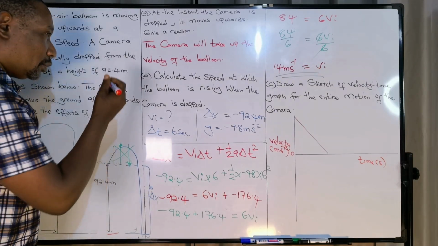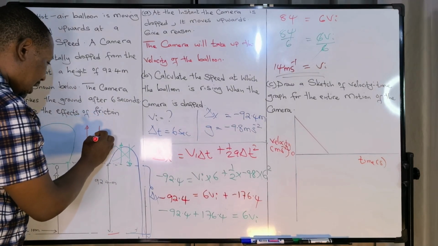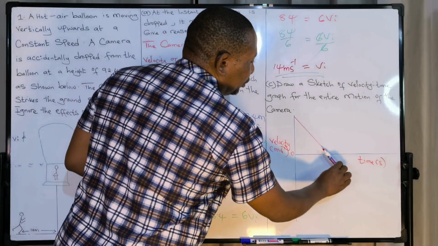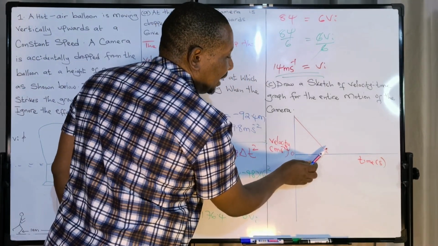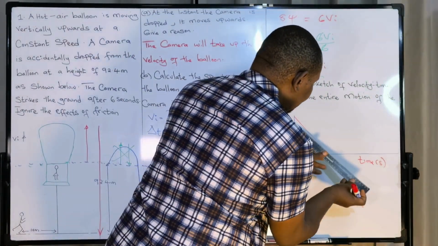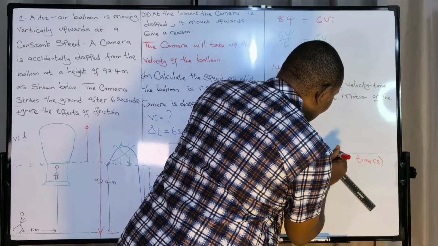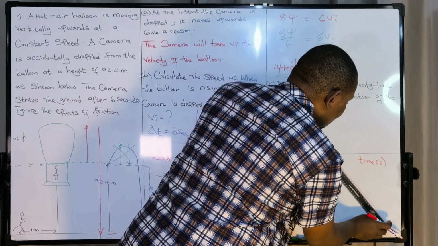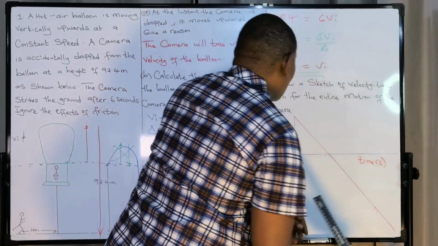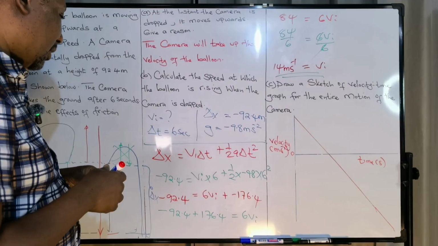So then we have to go to the second motion. Now it moves from maximum height down to the ground. And that's what we are going to put here. So this one is from maximum height until it strikes the ground. So you have to show it here. Yeah, that's the sketch.